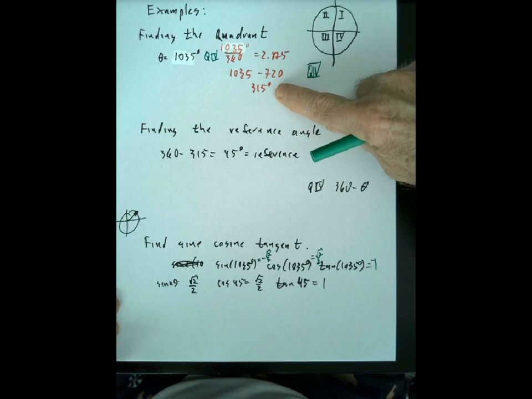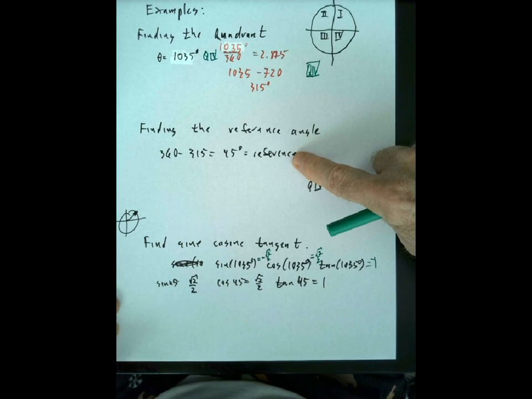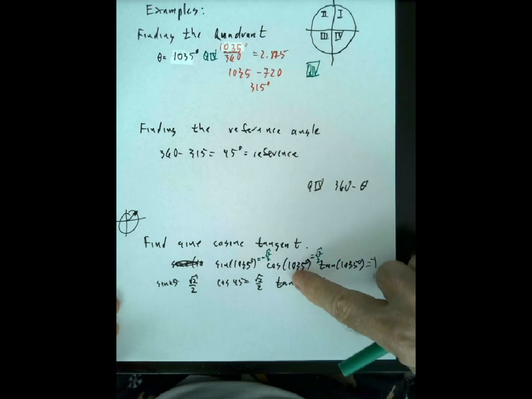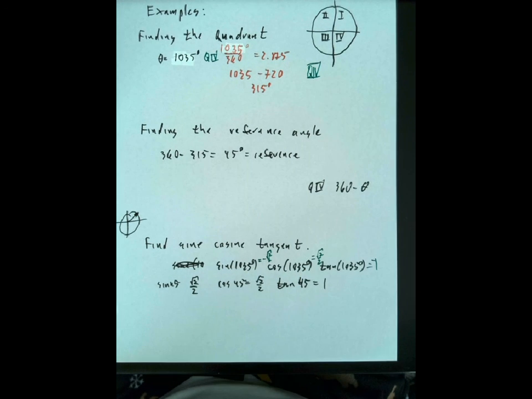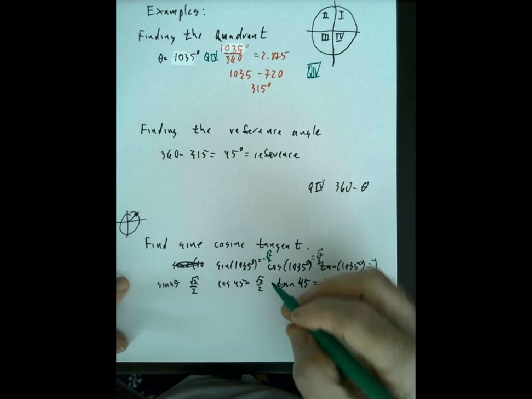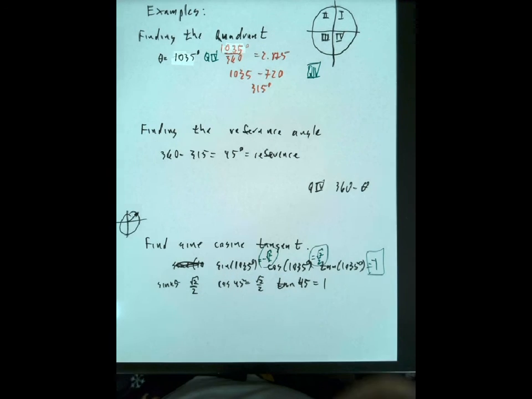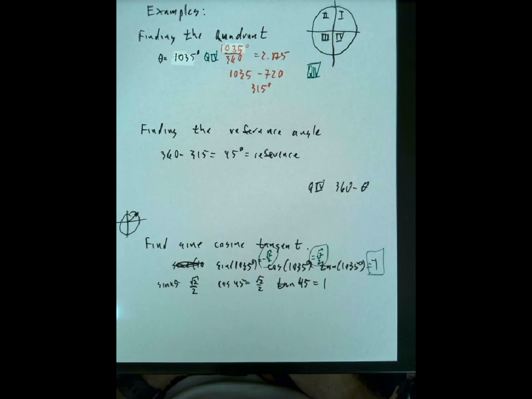First we reduced it to 1 rotation around. Then we found its reference angle. And then we looked up the sine, the cosine, and the tangent that went with that reference angle, right? And then lastly, we attached the correct positive or negative sign to it according to what quadrant it's in.